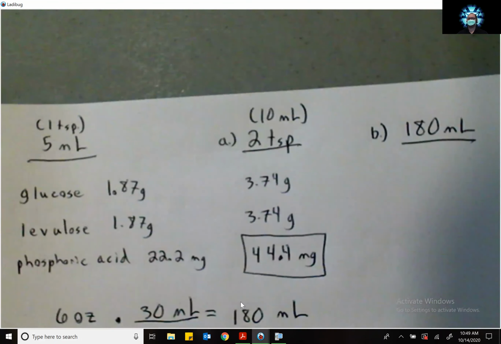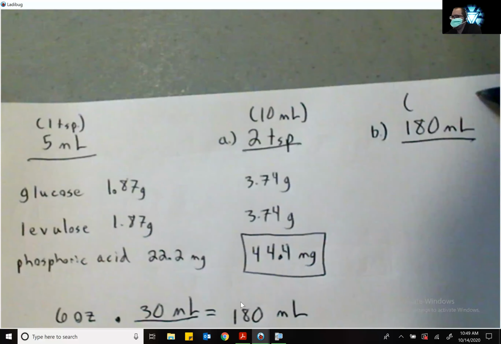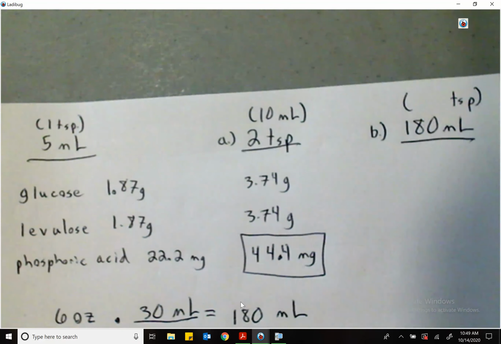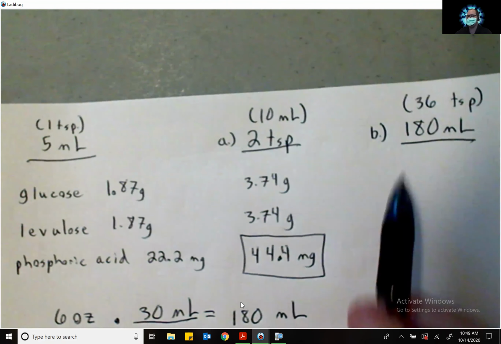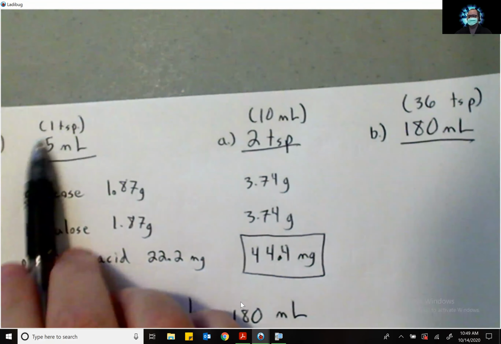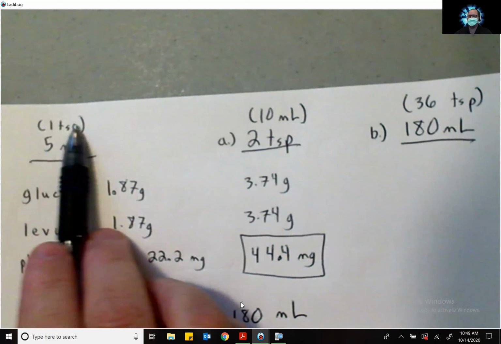Do you know how many teaspoons that is? 36. Because you take 180 divided by 5, because 1 teaspoon is 5 milliliters.